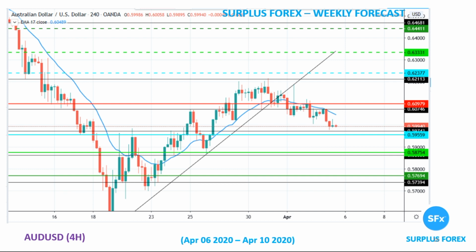On a 4-hour chart, we can see that it's still dropping. It's below the EMA line, crossed the uptrend line, crossed the main resistance and support of 60.75, and is now currently sitting at 59.94. I expect it to drop further. Right away, I'll make my entry at 59.55 to catch my first target at 58.75 and second target at 57.69.